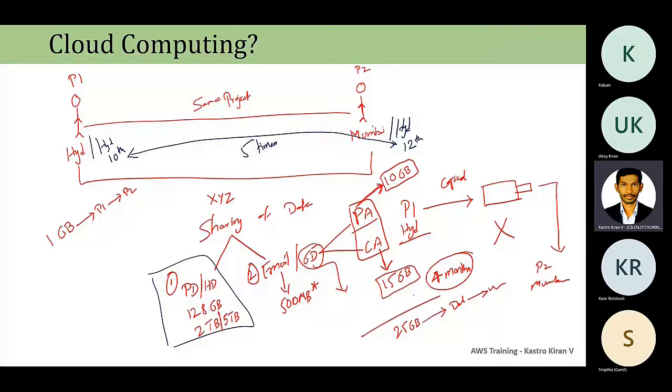So they are not in the same place or the same city. Let's assume that they are in different cities. Now, if you want to share 1 TB of data from a person staying in Mumbai to a person staying in Hyderabad, you cannot use the pen drive or hard disk option, and you also cannot use the email option or Google Drive option.